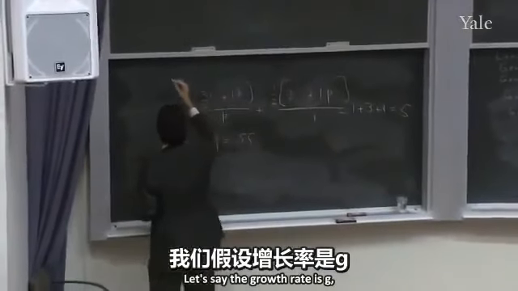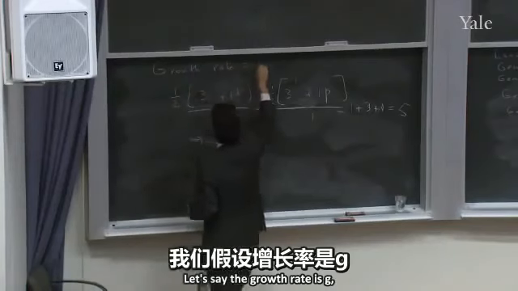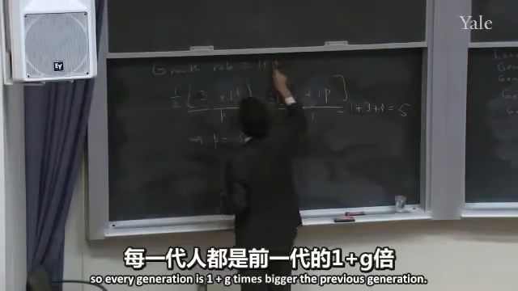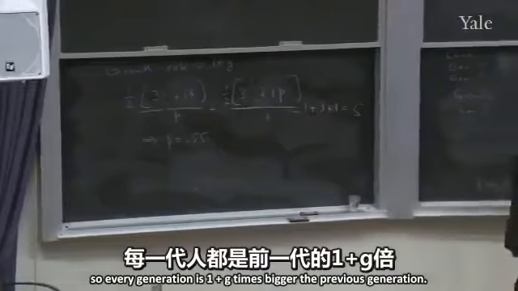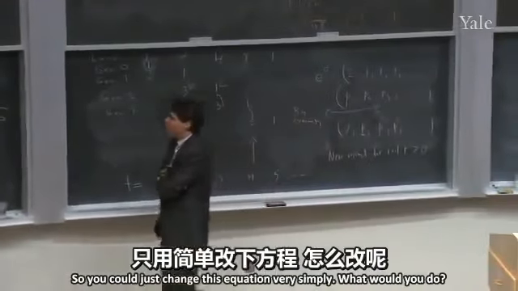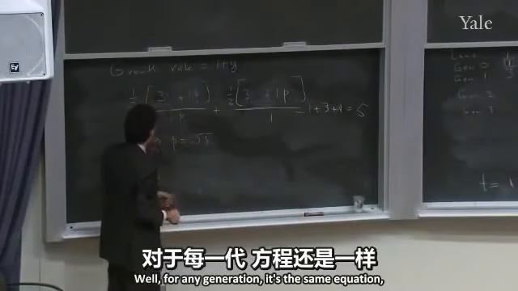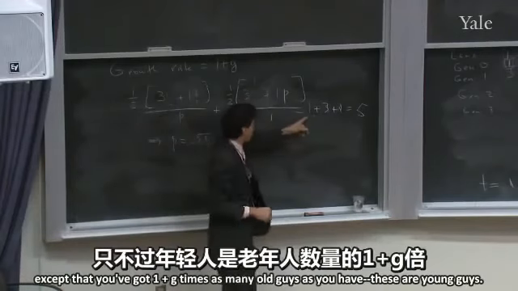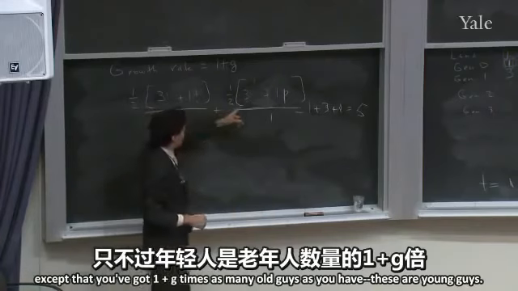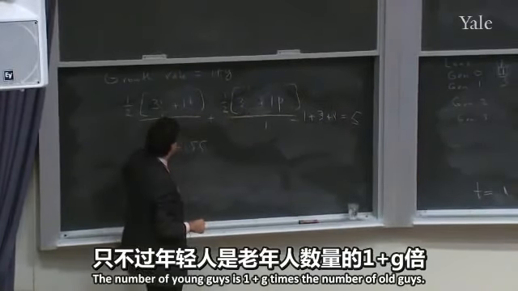Let's say the growth rate equals 1 plus g. The growth rate is g, and so every generation is 1 plus g times bigger than the previous generation. So you can just change this equation very simply. What would you do? Well, for any generation, it's the same equation, except that you've got 1 plus g times as many old guys as you have young guys. The number of young guys is 1 plus g times the number of old guys.